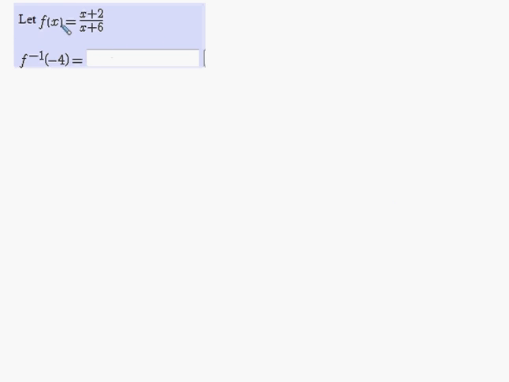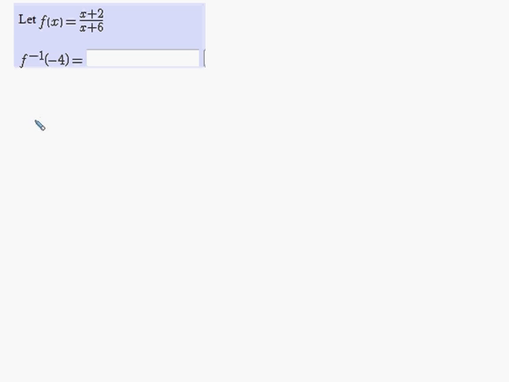In this problem, we're given a function as a rational equation, and we are to find f inverse of -4. One way to do this is to actually solve for the inverse function, then plug in -4, but since I only have one value to find, I'm going to use this logic here. I'm going to translate the question f inverse in terms of the given information f.